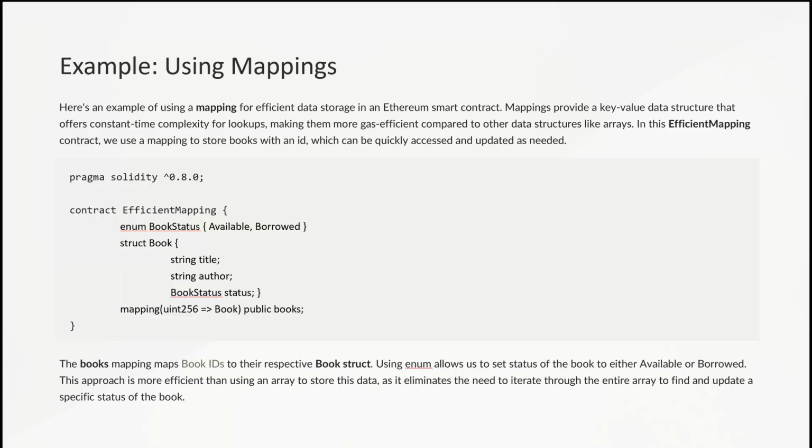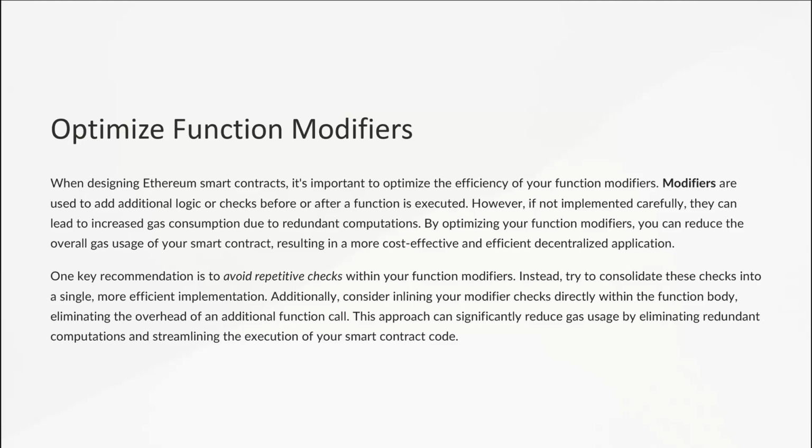Here is an example of using these data structures in code. Using enum book status allows us to set status of the book to either available or borrowed. We use this in struct book to set respective data for every book. Then we can use books mapping, which maps book IDs to their respective book struct. This approach is more efficient in storing data.